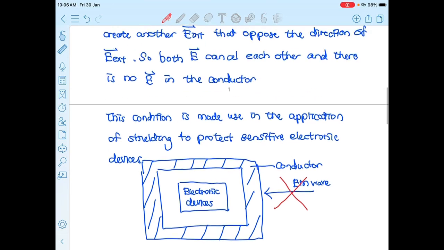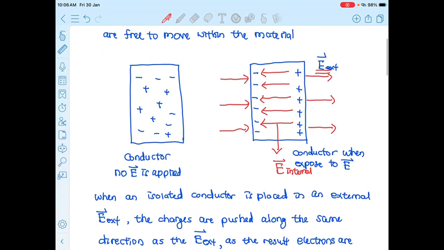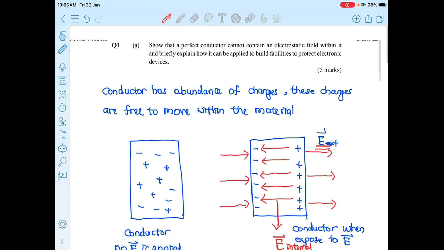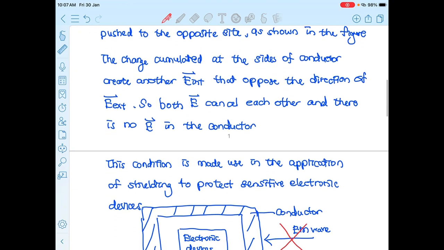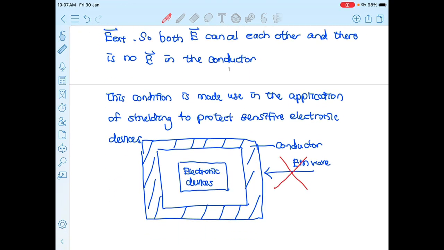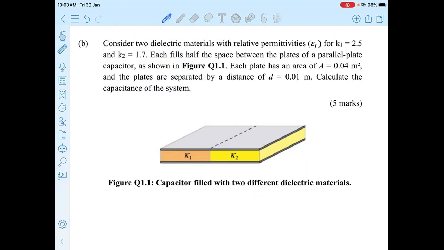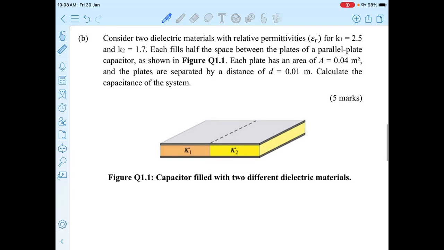Okay, right, so this is about question 1A. I explain how the conductor can be used to build a facility to protect electronic devices. Okay, so this is the theory, so you should write like this.